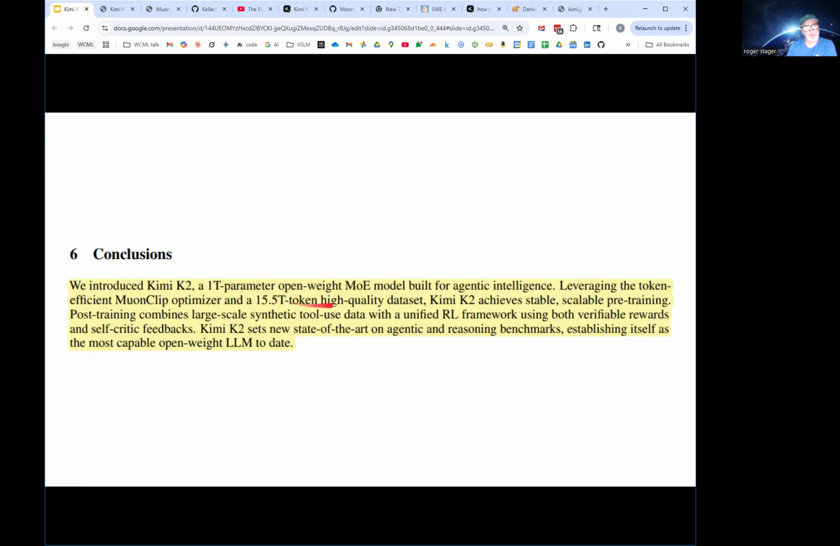Okay, so Kimi K2, 1 terabyte. This is what they viewed as important. Token efficient MuonClip optimizer. Again, it seems like somebody had said heavy lifting done by Muon. I kind of feel that way, but they've added this little tweak to it. And then this post-training using unified RL for both verifiable and self-critic feedbacks.